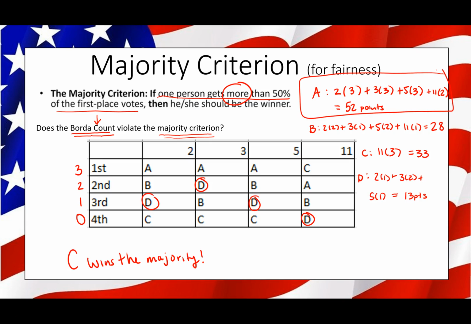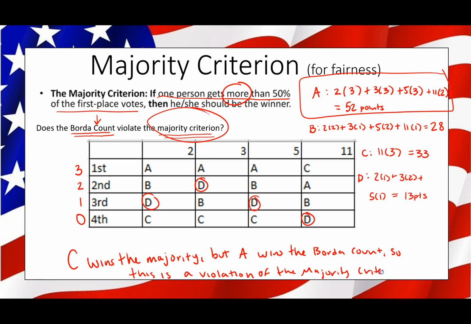Okay, so listen carefully. This is the tricky part, right? The majority goes to C, so the majority of people thought C should win, but A wins the Borda count. So does the Borda count violate the majority criterion? Yes, because it comes out with a different answer than the majority. So we would say C wins the majority, but A wins the Borda count. So this is a violation of the majority criterion.